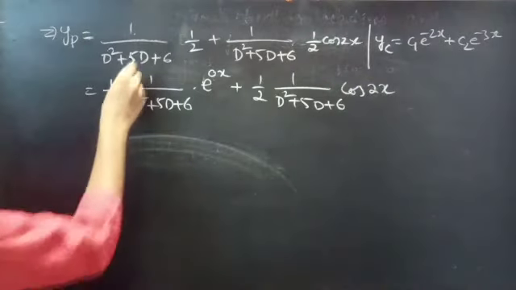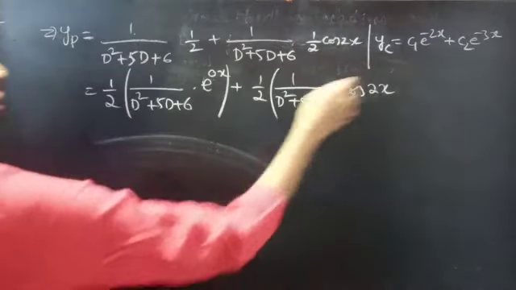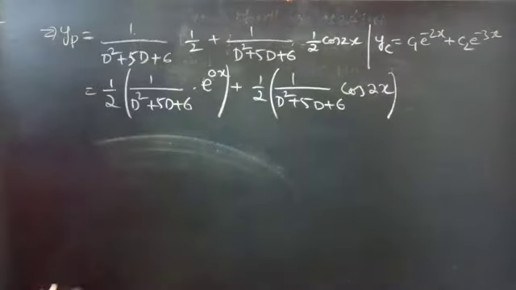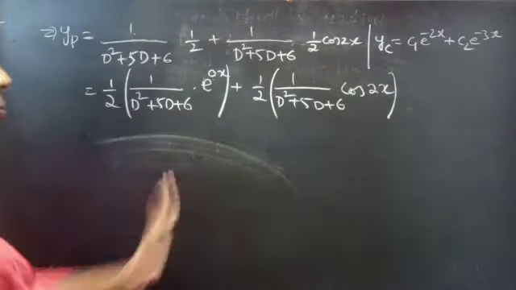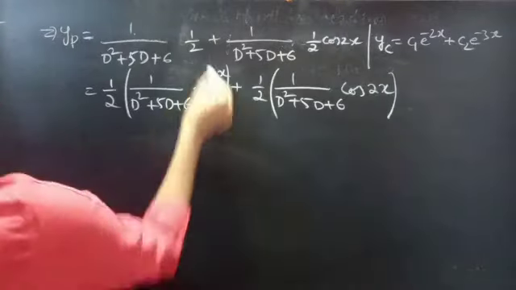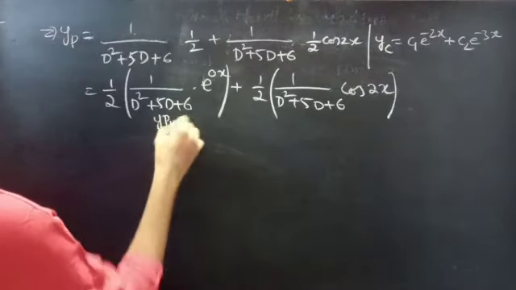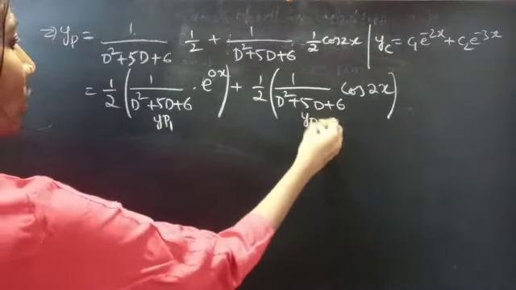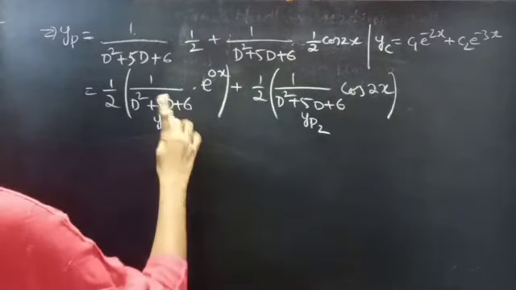Now we'll find the terms under brackets separately. If you want, you can name this one yp1 and this one yp2, for our convenience.